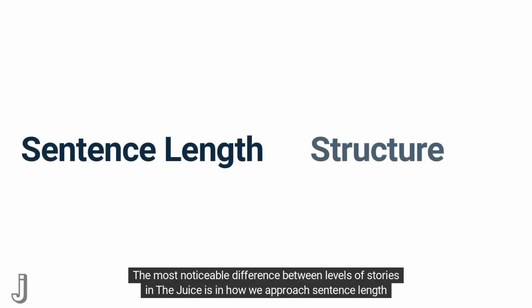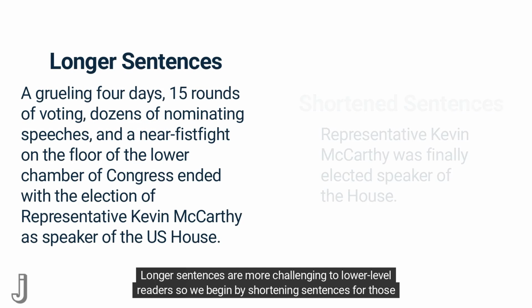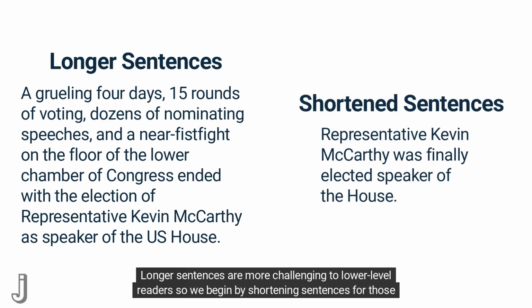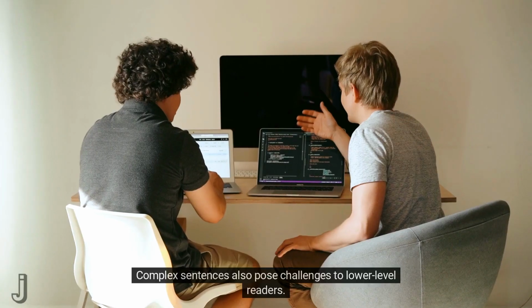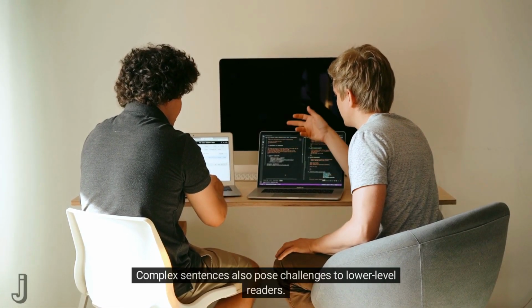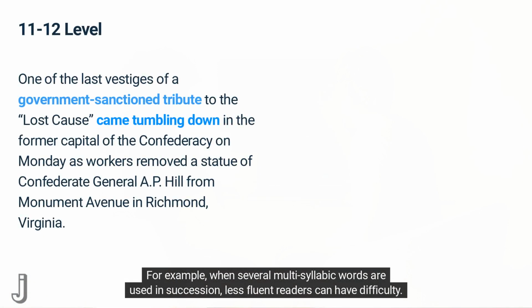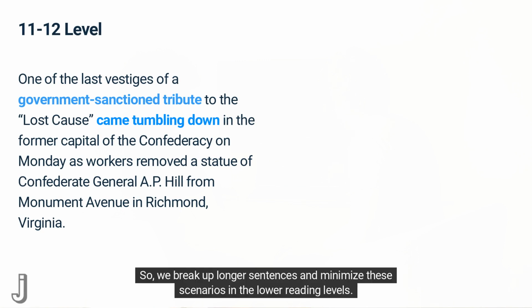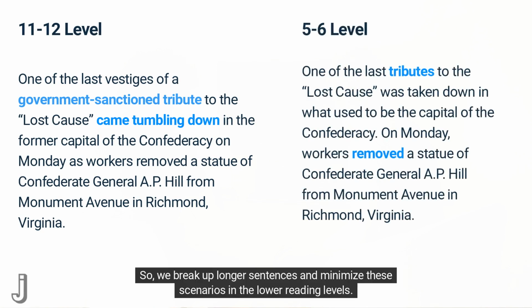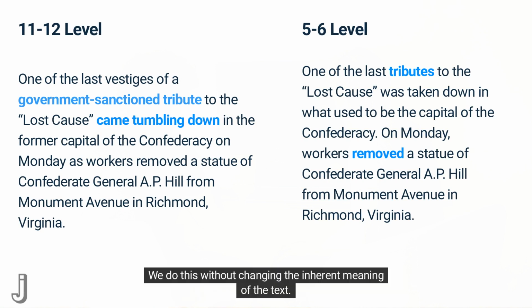The most noticeable difference between levels of stories in the JUICE is in how we approach sentence length and structure. Longer sentences are more challenging to lower-level readers, so we begin by shortening sentences for those levels. Complex sentences also pose challenges to lower-level readers. For example, when several multisyllabic words are used in succession, less fluent readers can have difficulty. So we break up longer sentences and minimize these scenarios in the lower reading levels. We do this without changing the inherent meaning of the text.